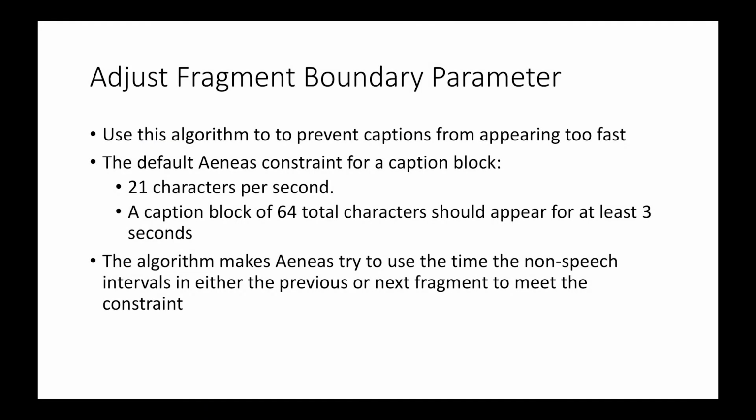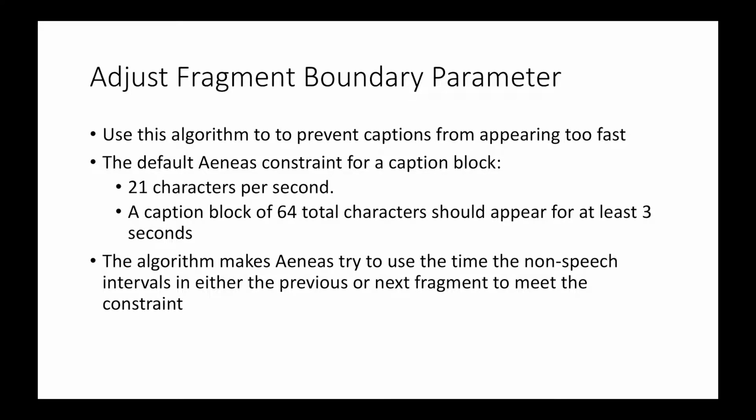By default, Aeneas attempts to create a timestamp for each text fragment, a caption block, so that no more than 21 characters appear on the screen per second. This constraint will ensure that the captions do not appear and disappear too fast. For example, with the 21 characters per second setting, a caption block that contains 64 total characters, with 32 characters on each line, should appear for at least 3 seconds, or else the constraint will not be met.